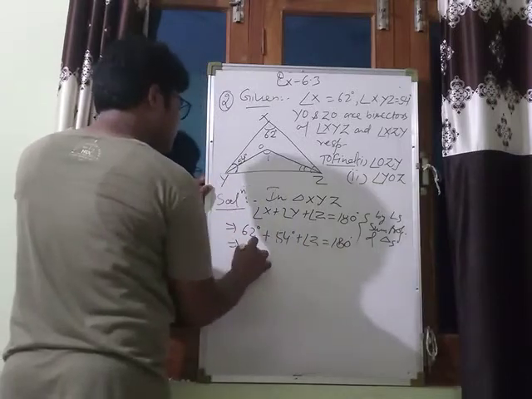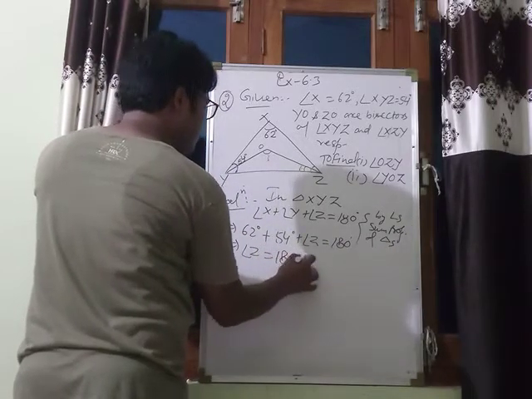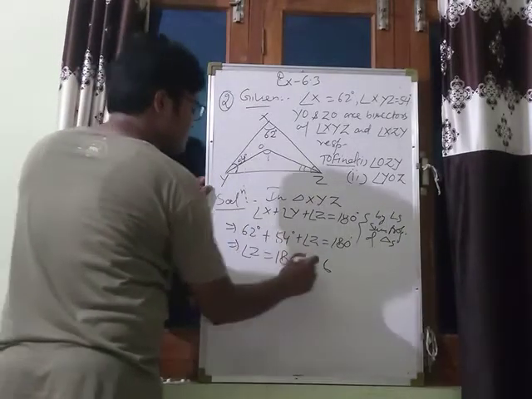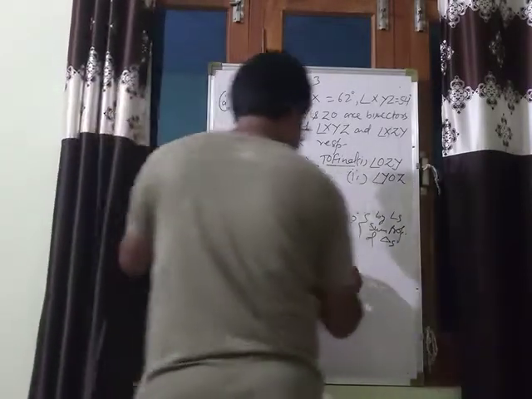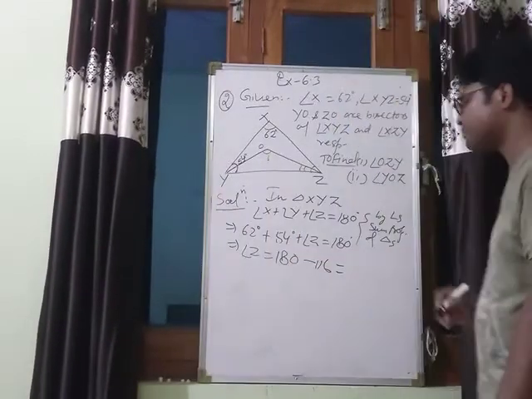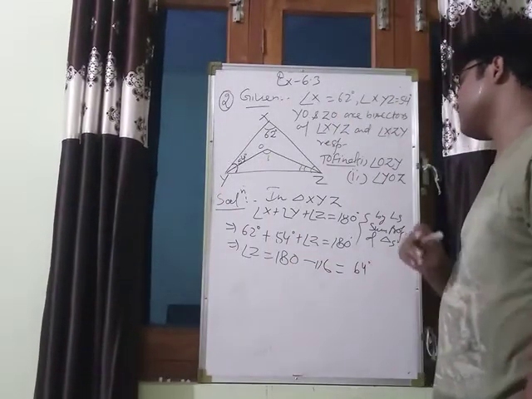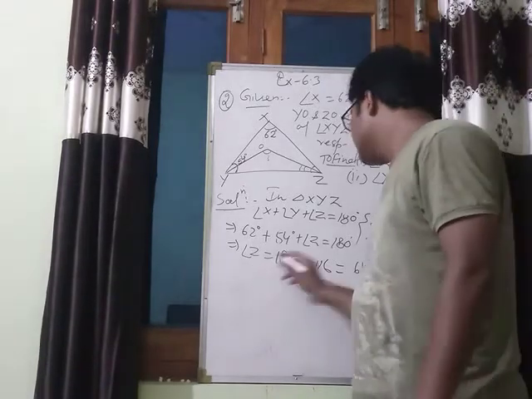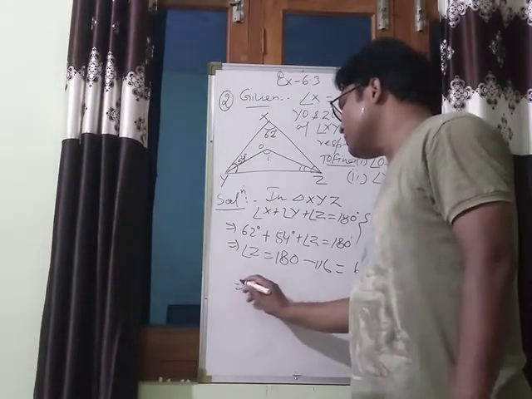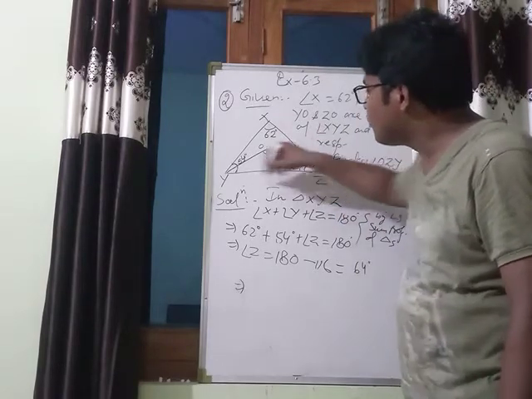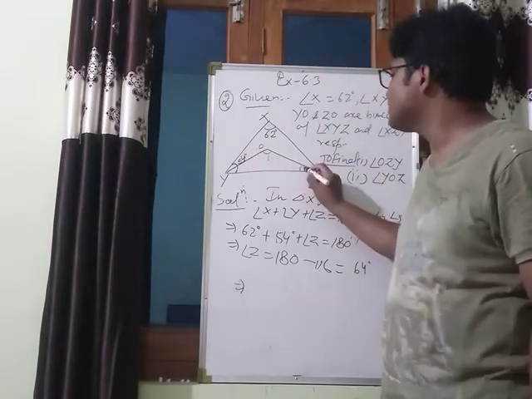So from here angle Z is 180 minus the sum of these two. What will it become? 62 plus 54 is 116, so angle Z is equal to 64 degrees. Okay, so angle Z is 64. So what will be this angle OZY? OZY, this one.